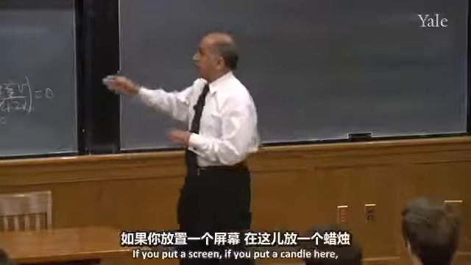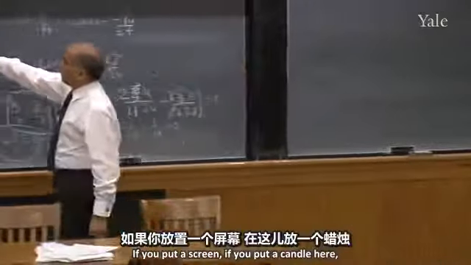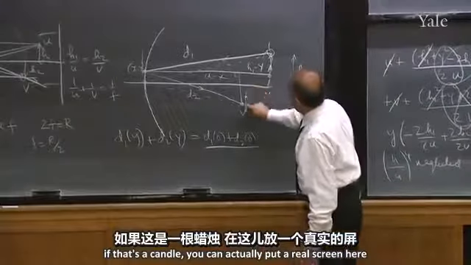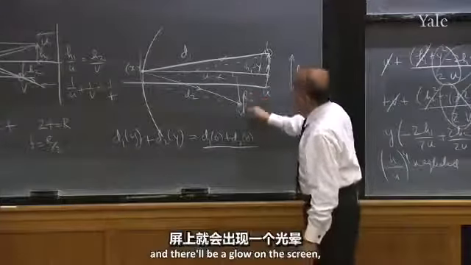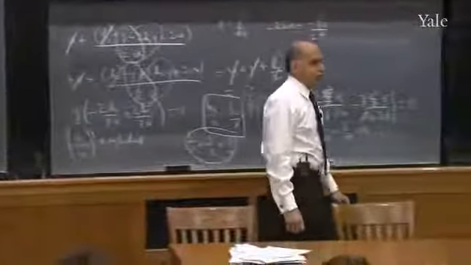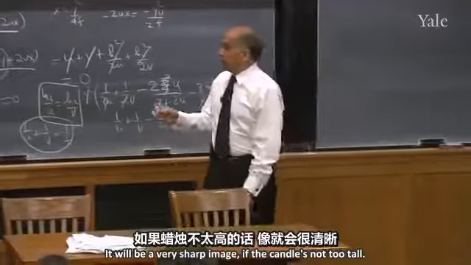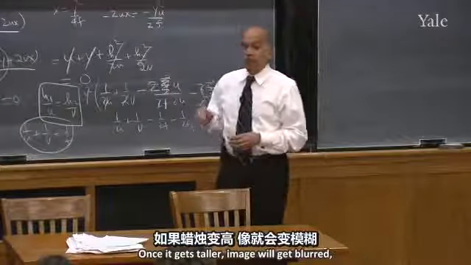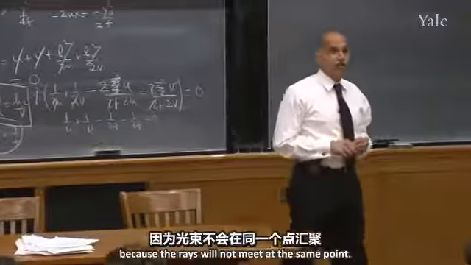If you put a candle here, you can actually put a real screen here and there'll be a glow on the screen, an image of the candle, upside down. And it'll be a very sharp image if the candle's not too tall. Once it gets taller, the image will get blurred because the rays will not meet at the same point.